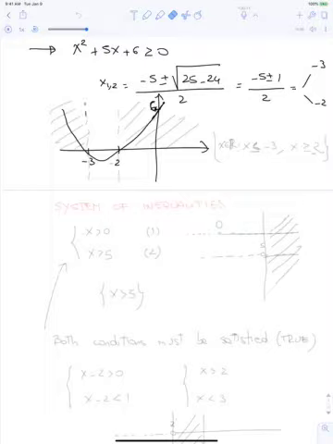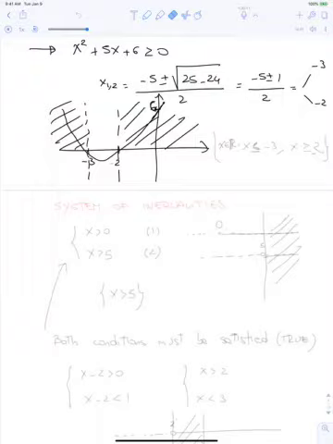So when is this thing positive? Well, it's positive when it is below minus 3, and it's positive when it is above minus 2. So it's x less than or equal to minus 3, and x greater than or equal to minus 2. Well, if you want to be a little bit more precise, it's going to be x in the set of real numbers such that x is less than or equal to minus 3 or x is greater than or equal to minus 2.